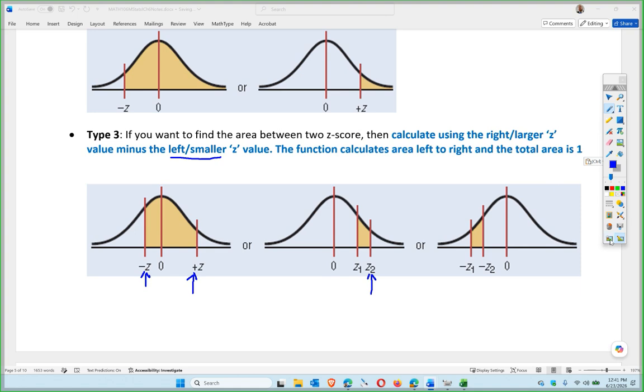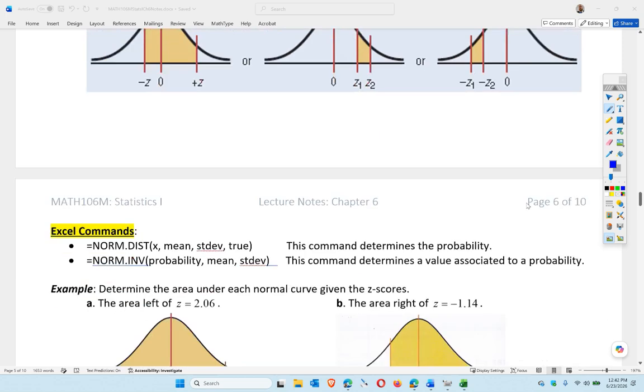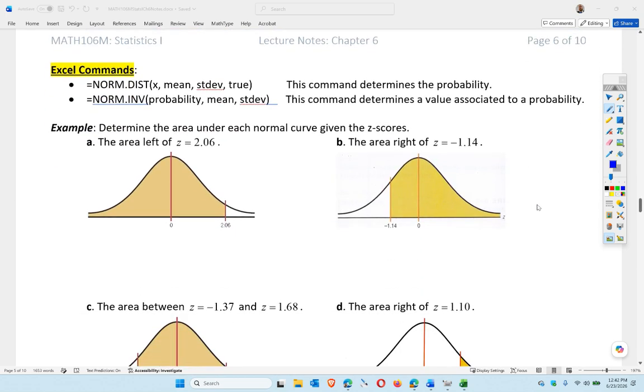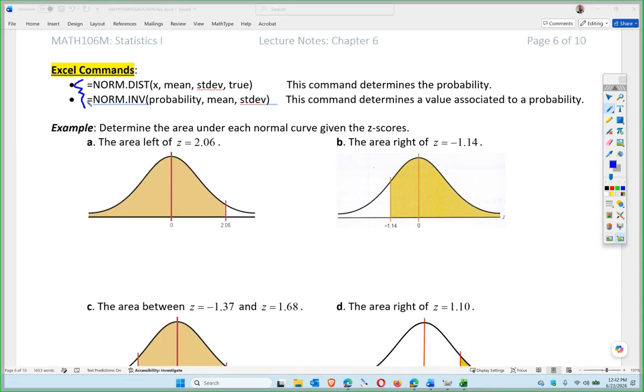Okay, so without having to do calculus, there must be commands in the computer to calculate these things, right? So these are the Excel commands here. Notice it says normal because it's the normal curve. Okay, so this x can also be z. You put in mean and standard deviation and true. Okay, so distribution is the distribution of area. That's what that's saying. Okay, and the question is, why are you putting true?